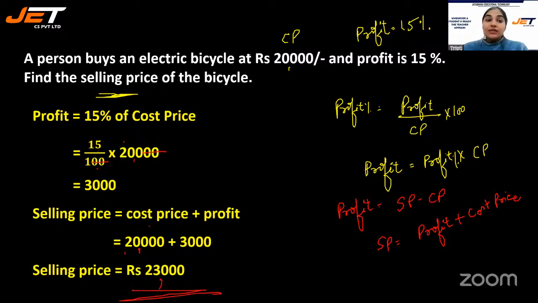That means he sold the bicycle at how much? At what price? 23,000. So children, you will get such questions where maybe the cost price is given and profit percentage is given. You need to find the selling price, or vice versa. Loss is given and you have to find the selling price or the cost price. You just have to do one thing: find the profit or loss, whatever it is. Then whatever you need to find, selling price or cost price. So first find profit and loss, then come to the other thing.